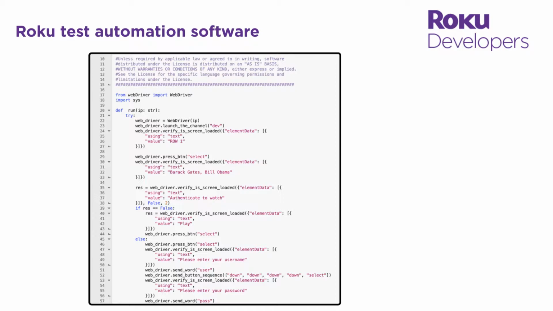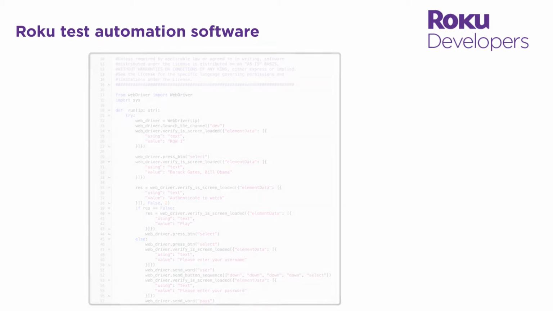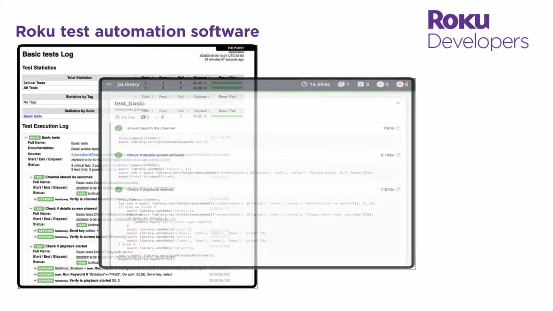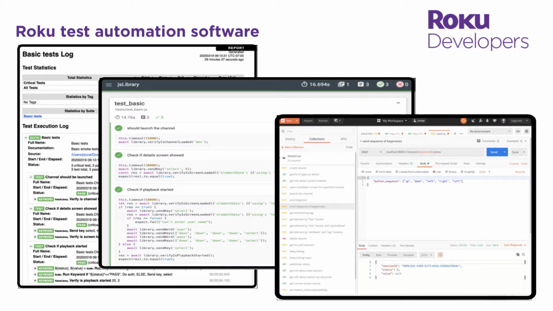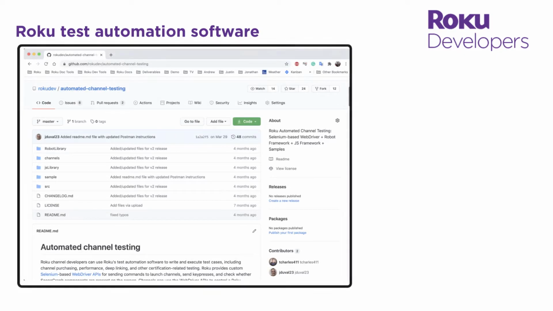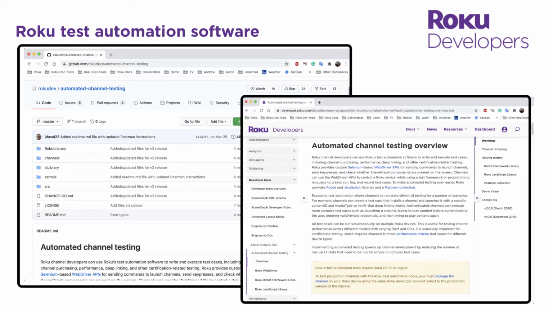To make automated testing even easier, Roku provides Robot and JavaScript libraries and a Postman collection. The resources section includes links to Roku's test automation software and documentation.